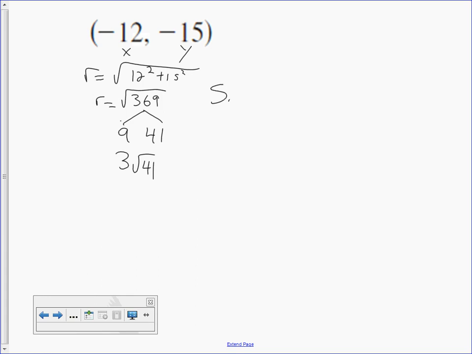So as you'll see, as you go for the sine value, it's y over r. So you get negative 15 over 3 root 41. Do radicals belong in the denominator? No.